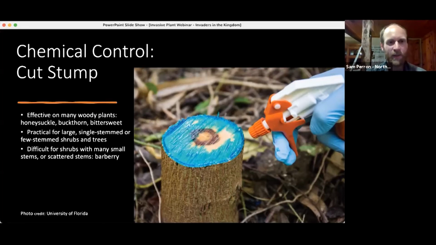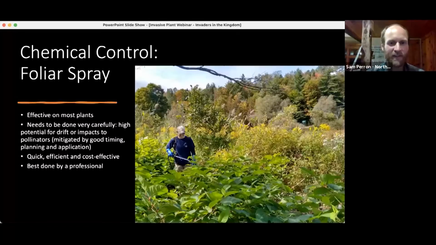Another option for using herbicides to control invasives is foliar spraying. This one's familiar to a lot of folks. This is using something like a backpack sprayer or another pump sprayer and a pretty low concentration, diluted solution of herbicide, and spraying it on the leaves of a plant. For this one, I really encourage you to work with a professional if you think that foliar spraying is appropriate on your site.